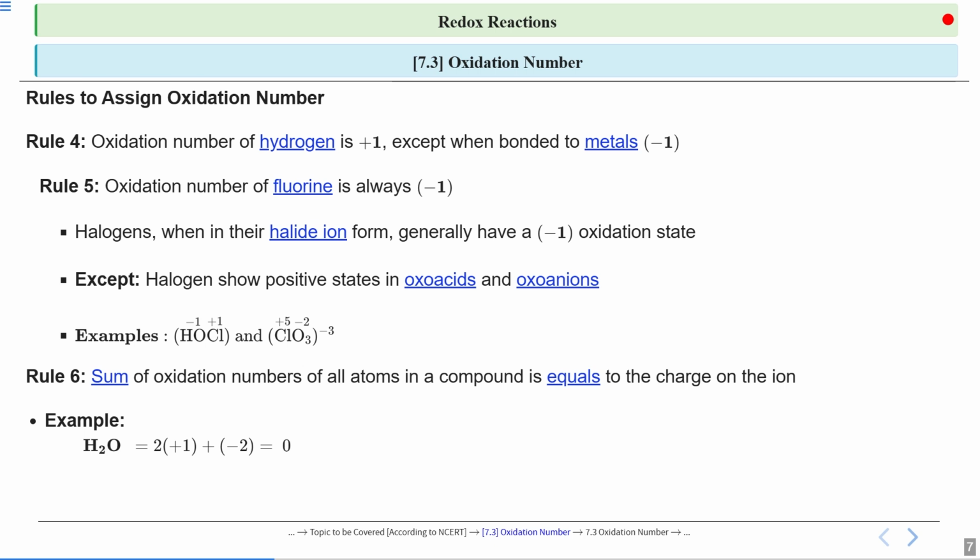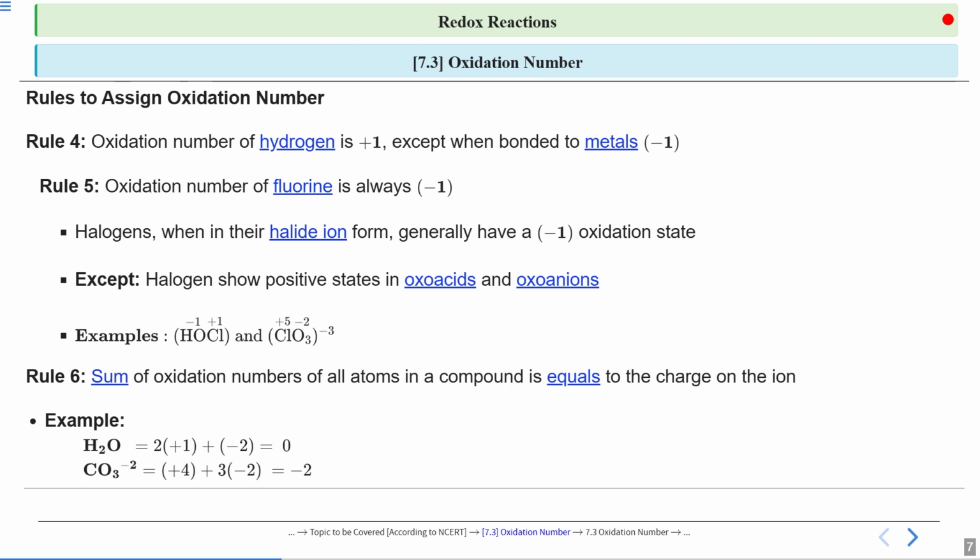Another example is CO3 2-. Here the charge is -2. If you add the oxidation numbers of all the atoms, that means carbon and oxygens, this will come out to be -2. So +4 plus 3 into -2, that is +4 -6, which equals -2. So I hope rule 6 is also clear to you.